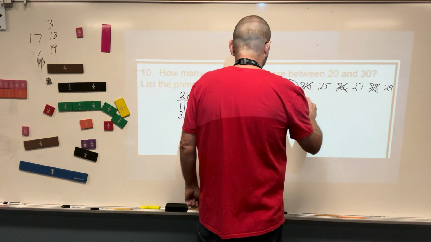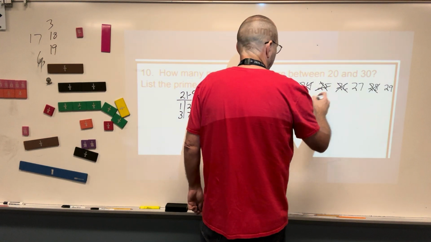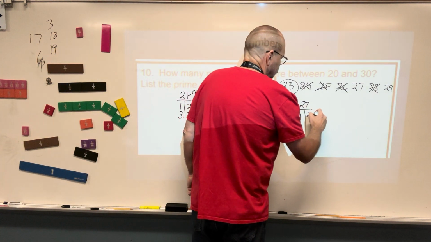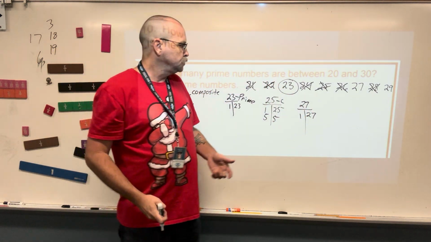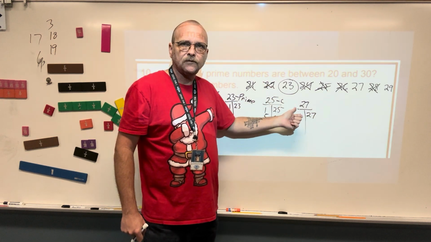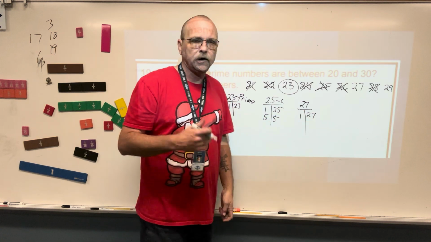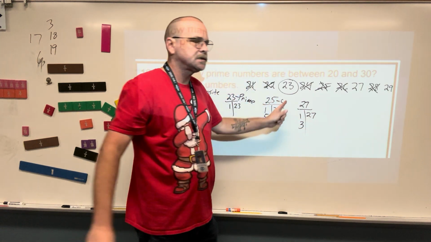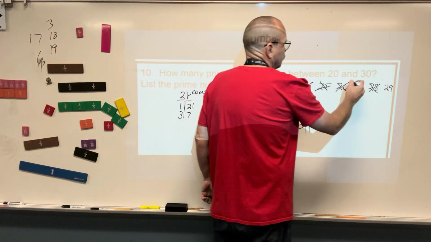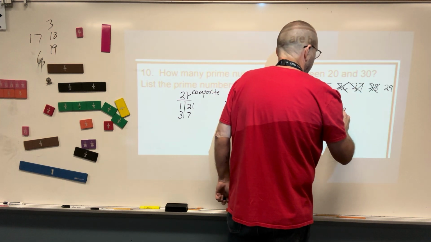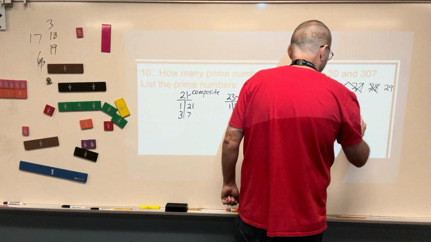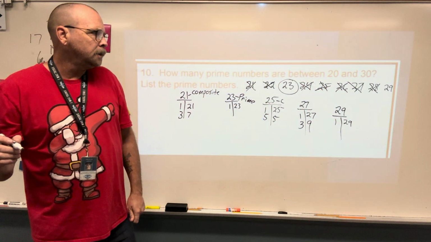And we have 27. Well, I know it's 1 and 27. And I know it's not even, so the number 2 doesn't divide evenly into it. But if I add my digits together, 2 plus 7 is 9. 9 is a multiple of 3. So that means 3 times something will be 27. Well, that's 9. 3 times 9 is 27, so 27 is composite. We're left with one last one. The number 29. Well, it always has 1 and 29. And that is it.